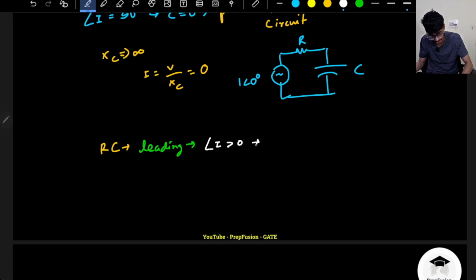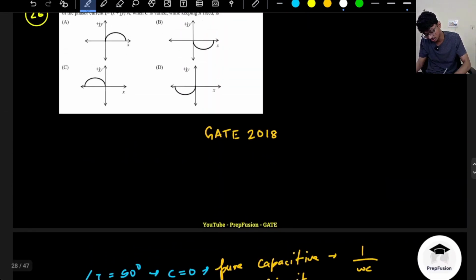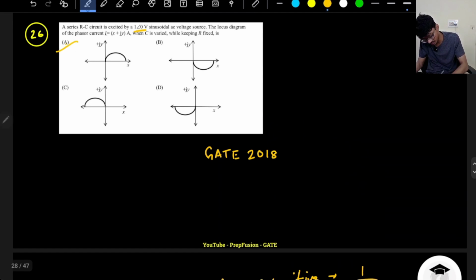If it is positive, that means I will always lie in the first quadrant, because for a passive circuit the angle can vary from minus 90 to plus 90. If it is positive, I will only lie in the 0 to plus 90 range, so I will always lie in the first quadrant. So I can directly eliminate all the other options. Option A will be correct.